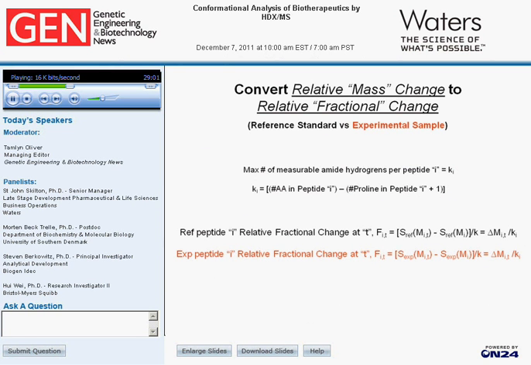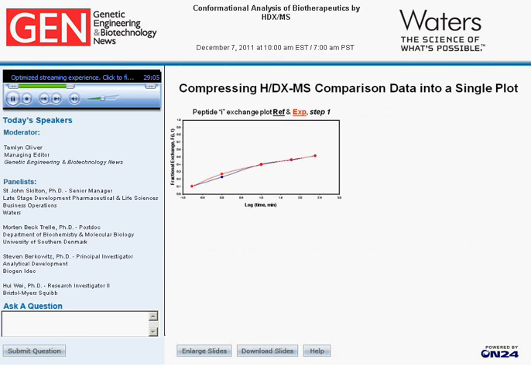So now we're going to begin to take all this data, and we'll start with one plot. We have this plot of fractional exchange for a given peptide as a function of time, and we're looking at the reference in black versus the experimental in red. And so we plot that data, and this is the plot we got. And as we mentioned, there's lots of these plots.